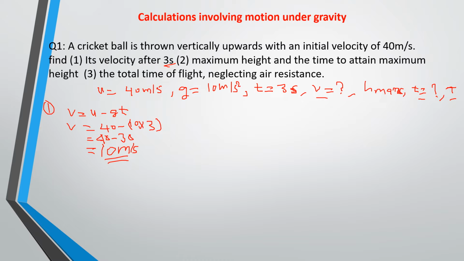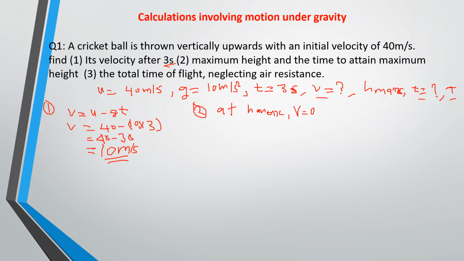Now you are asked to find the maximum height attained. What you need to take note of is that at maximum height, at h max, v is equal to 0. So you need to take note of that. At h max, v is equal to 0.